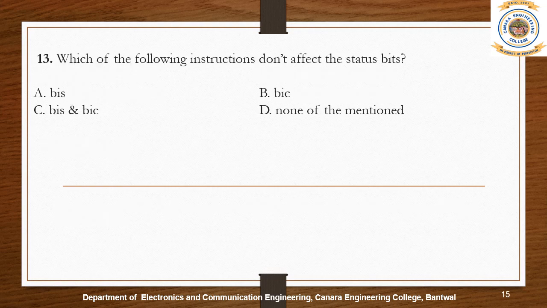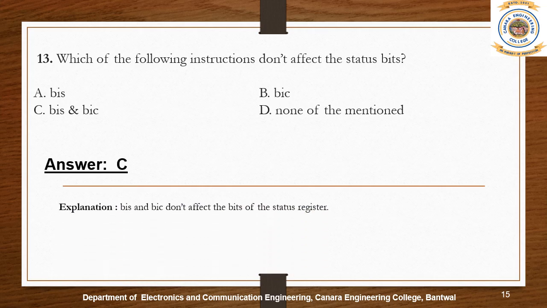Most of the instructions in MSP430, or for that matter any controllers, will affect the status register. The two instructions, bit set and bit clear, that is BIS and BIC, are the instructions that don't affect the status register.